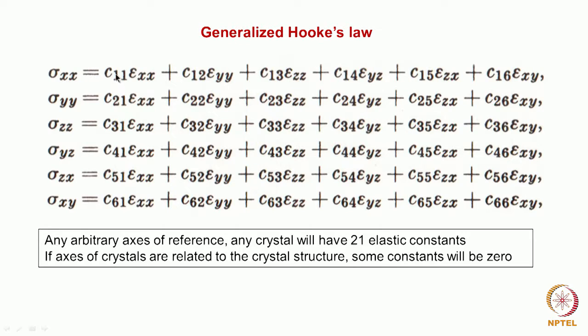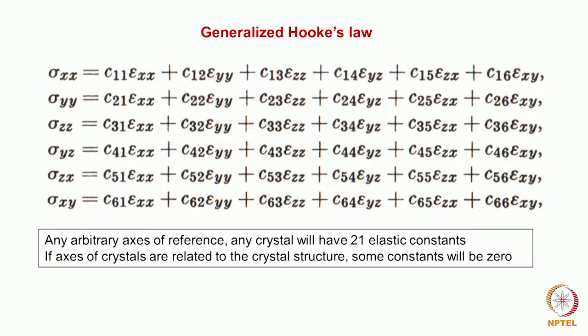What are these components? C11 is essentially that contribution to stress from strain which is being applied in the x direction. This is from strain which is being applied in the y direction, right. This is the strain which is being applied in the z direction. These are all the contributions from the three shear strains which are being applied. This is going to be the total value, correct? This is correct?